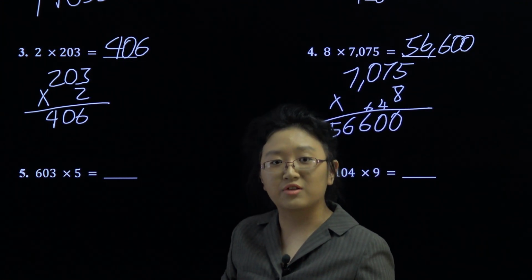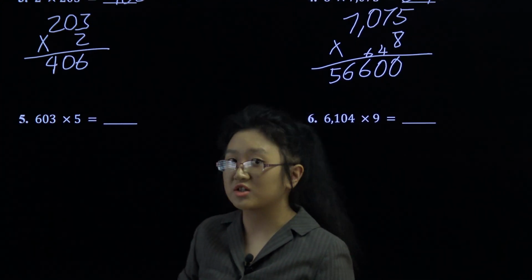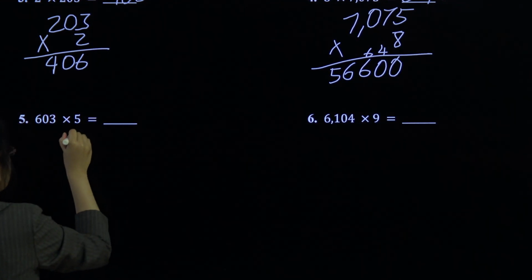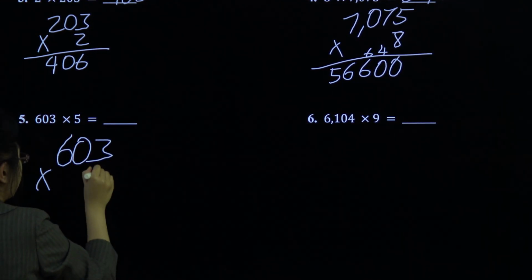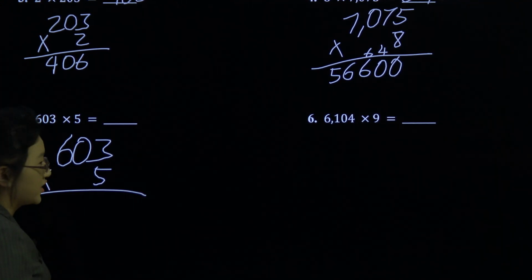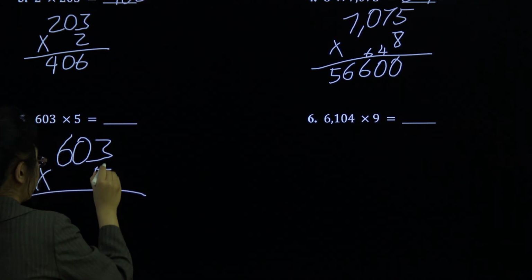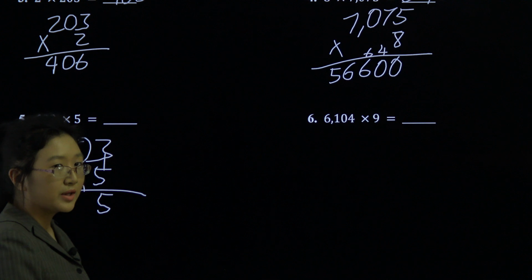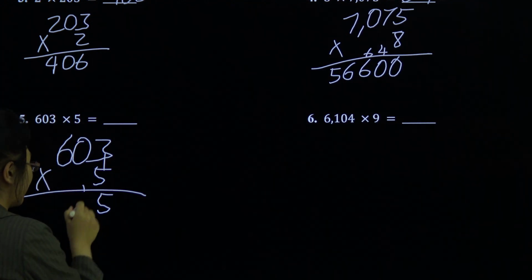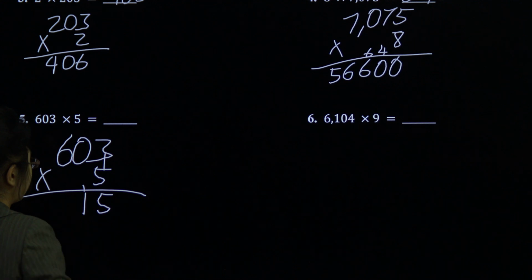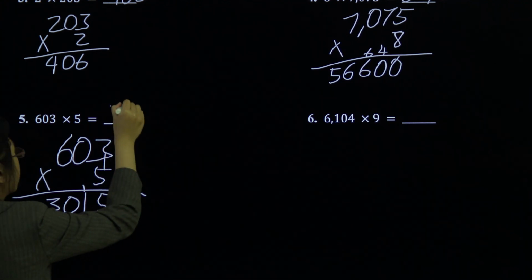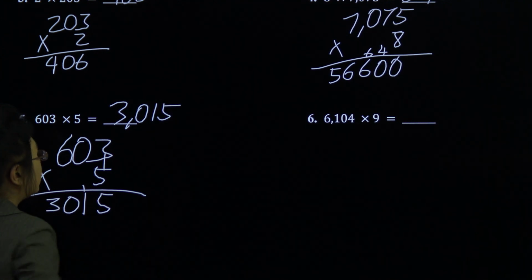We're moving on to the last two questions of this section and the last two questions of this chapter, but it's not an excuse to slack off yet. 603 times 5. Just hang in there, guys. 5 times 3, 15. You regroup the 1, and then 5 times 0 is, well, 0. And you add the regrouped 1, and you get 1. 5 times 6 is 30, and there's nothing in the thousands place, so you just drag down the 3, and you get 3,015.